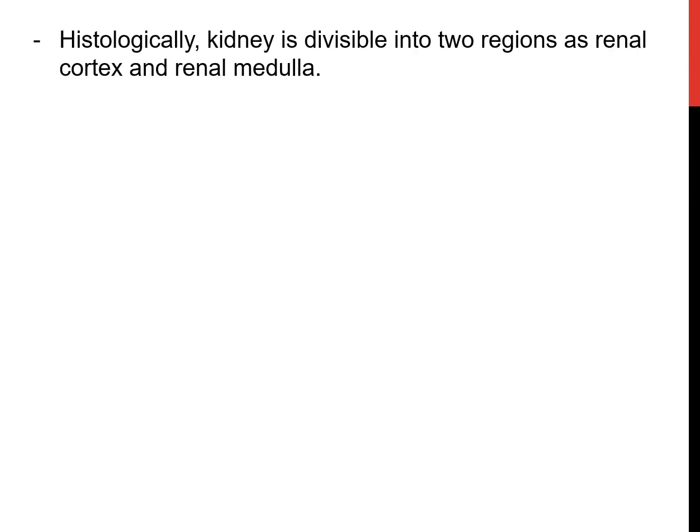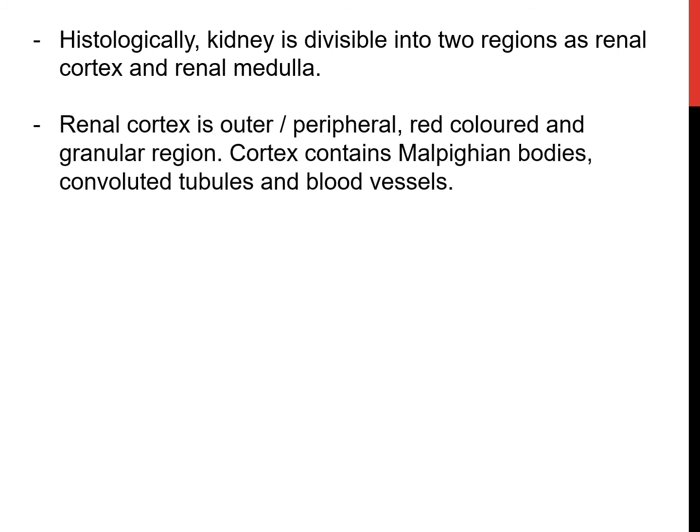Histologically, kidney is divisible into two regions as renal cortex and renal medulla. So, kidney is divided into two regions. Outer region of kidney is called renal cortex and the inner region is known as renal medulla. Renal cortex is outer peripheral, red colored and granular region. Cortex contains Malpighian bodies, convoluted tubules and blood vessels. Malpighian bodies and convoluted tubule are all regions of nephron.